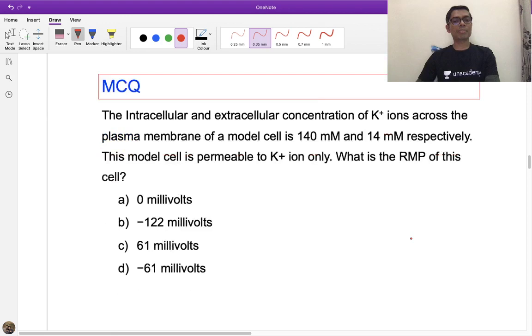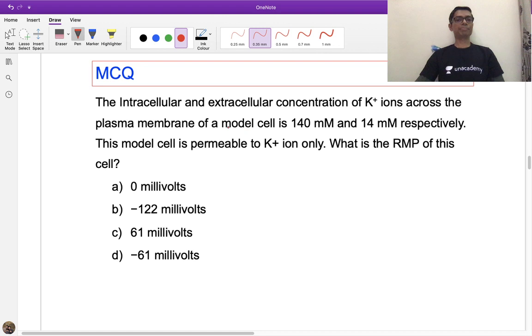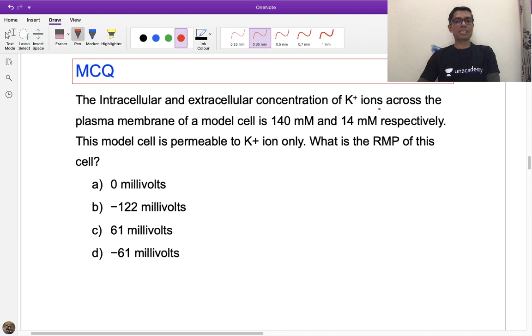Now coming to the next question. This is a little bit more difficult question. The intracellular and extracellular potassium concentration across the plasma membrane of the cell is 140 and 14. Very good, so you have understood, Dr. Nidhi. Thank you very much.